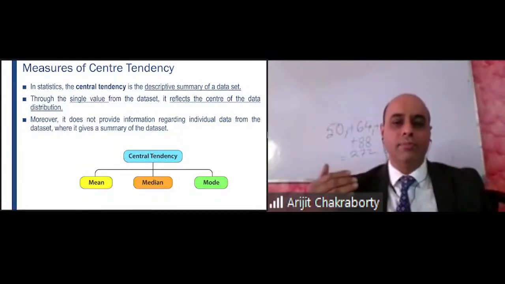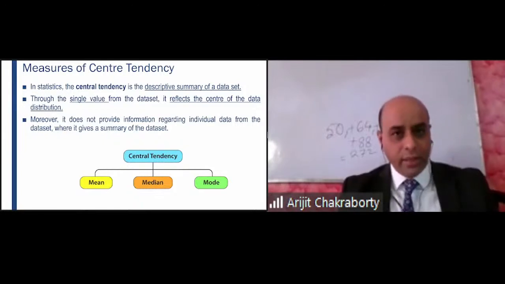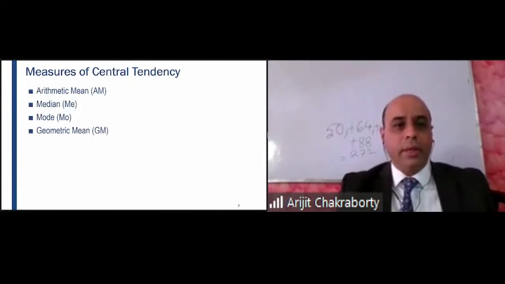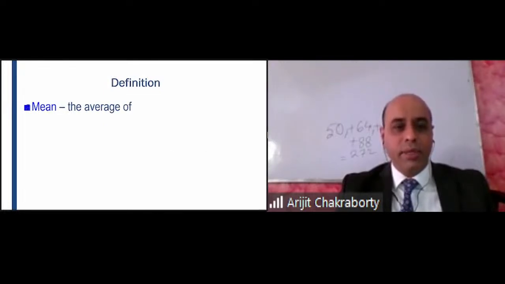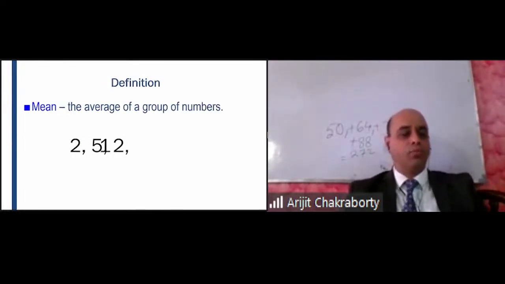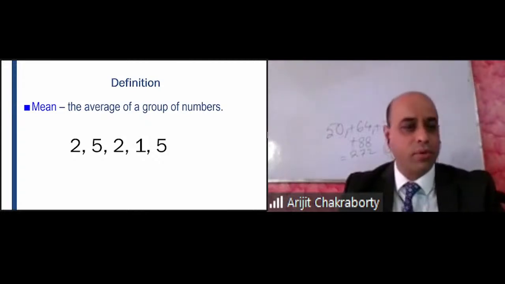And there are different methods of finding central tendency. One is mean, the other is median, and the third one is mode. Okay. So now we will understand what is mean, and it is the average of a group of numbers.